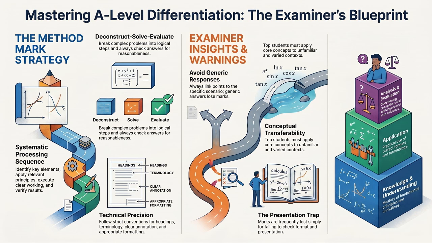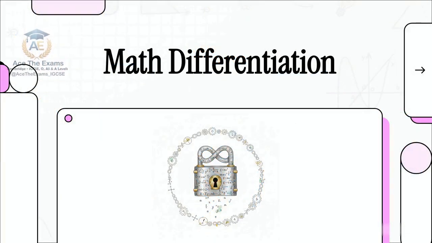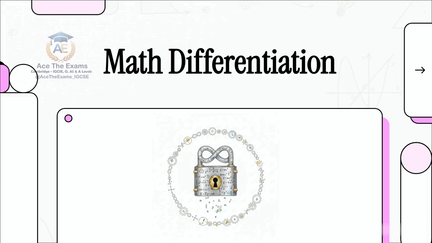Welcome to the Explainer. Today we are jumping straight into the ultimate insider's playbook for dominating differentiation. We're specifically targeting those tricky derivatives: e to the power of x, the natural log of x, sine x, cosine x, and tangent x for the Cambridge AS and A-Level Mathematics 9709 exam.